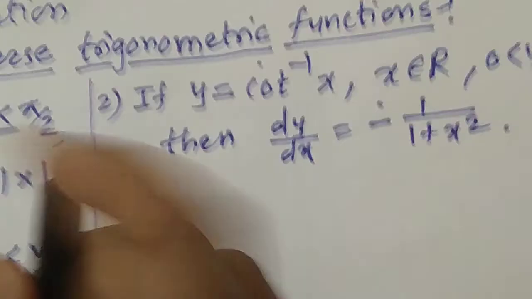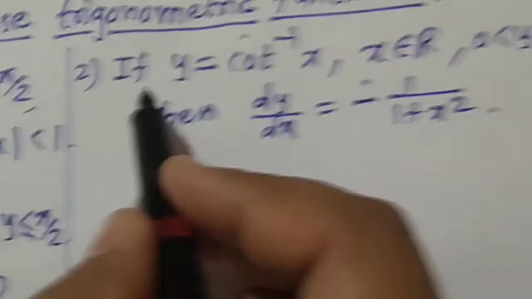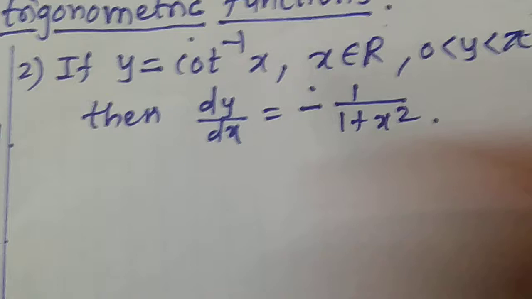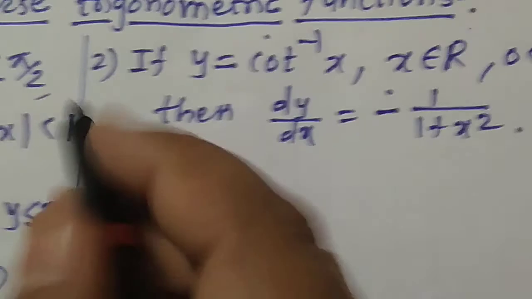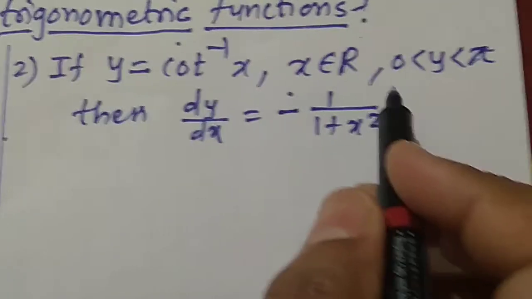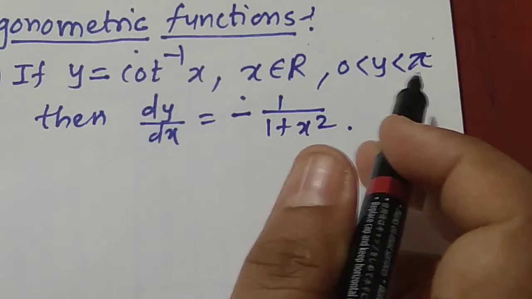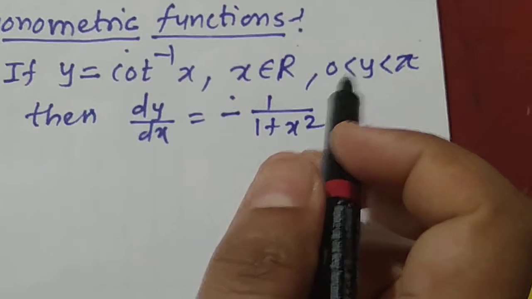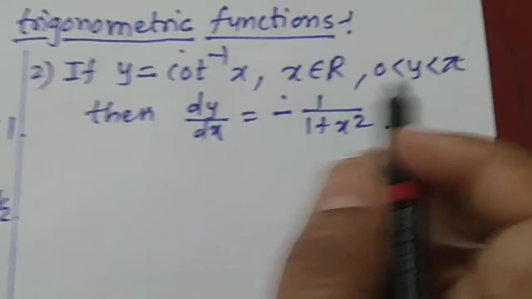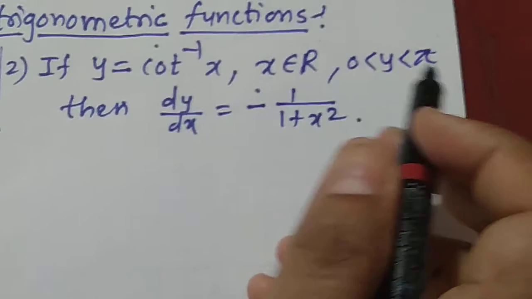Similarly, we have to see the second example. If y is equal to cot inverse of x, where x belongs to R, and 0 less than y less than pi, it means that y lies between 0 to pi. Pi means 180, so 0 to 180.